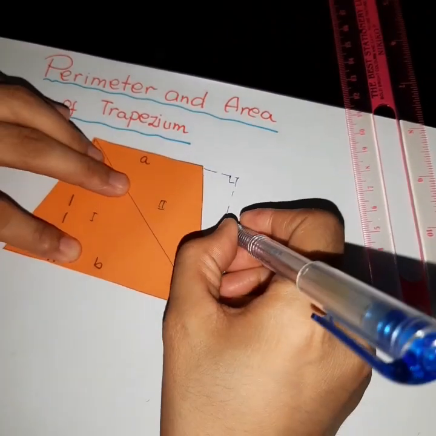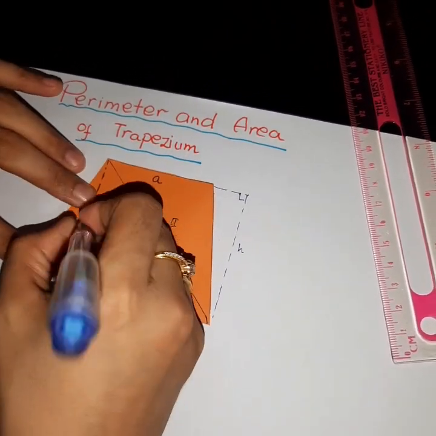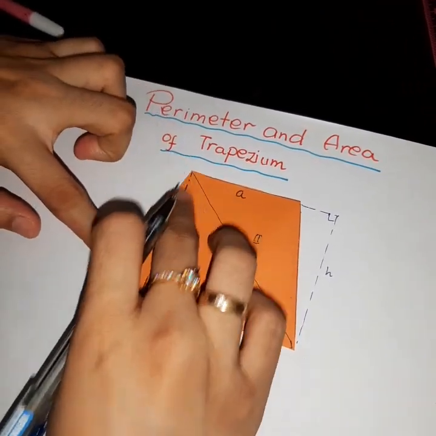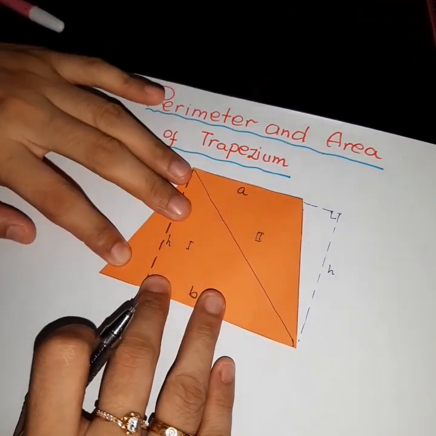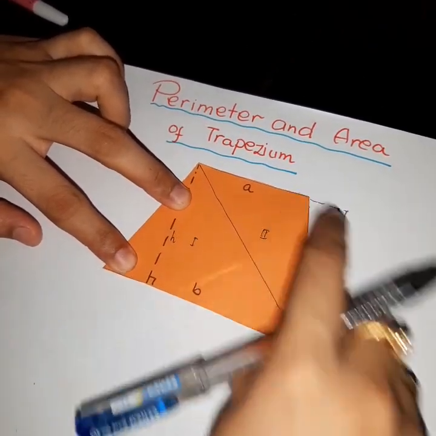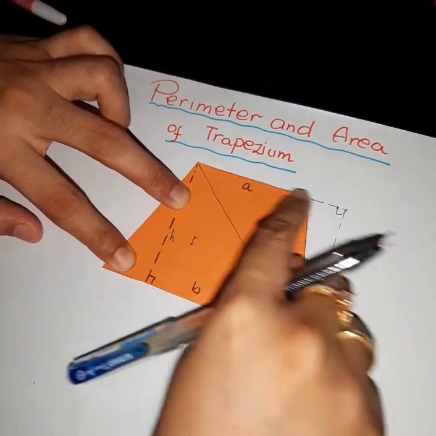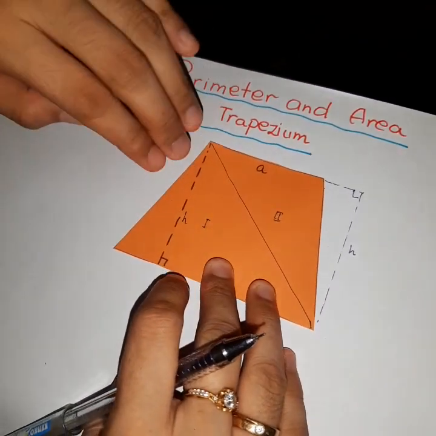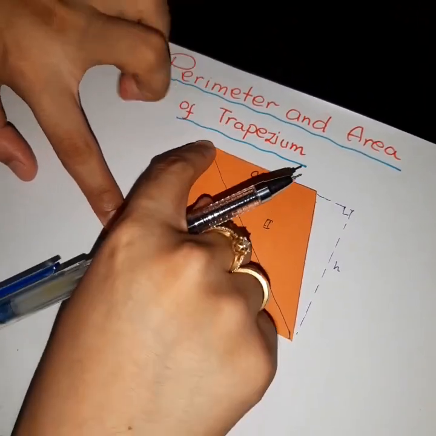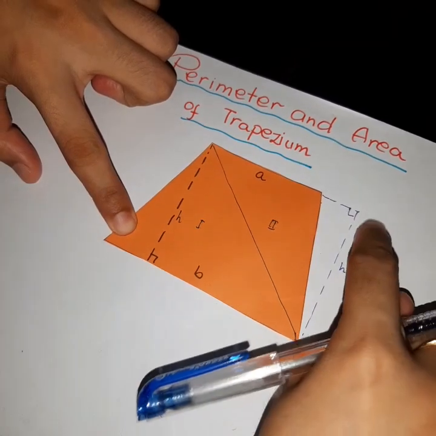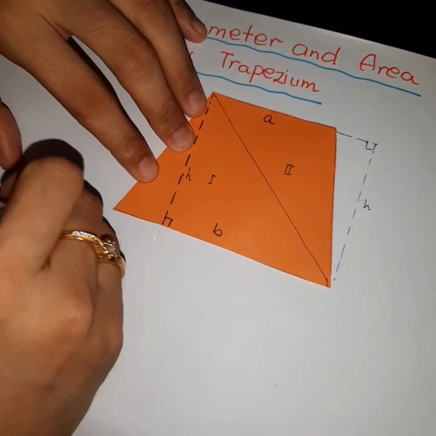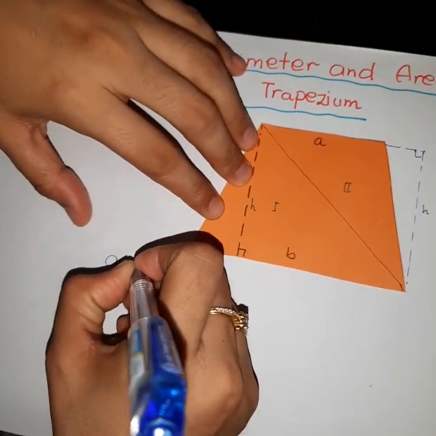So let's say that this is the height, and then this one is also the height. For the first triangle, the height and base are perpendicular to each other, and for the second triangle, the base is this one, and the height is this one because it is perpendicular to A. You can also notice that the heights here are the same length.